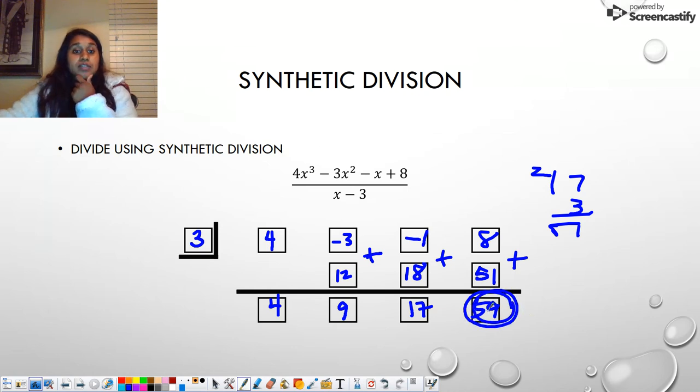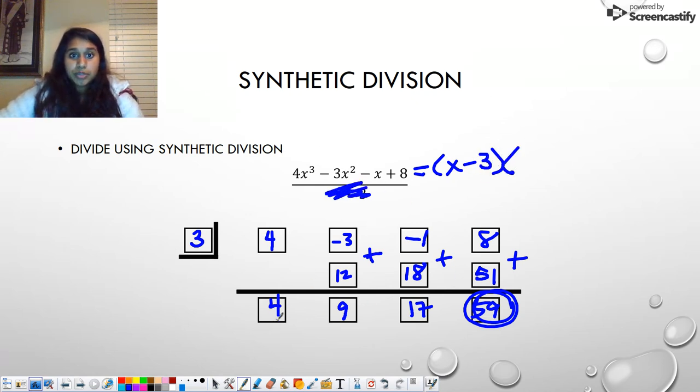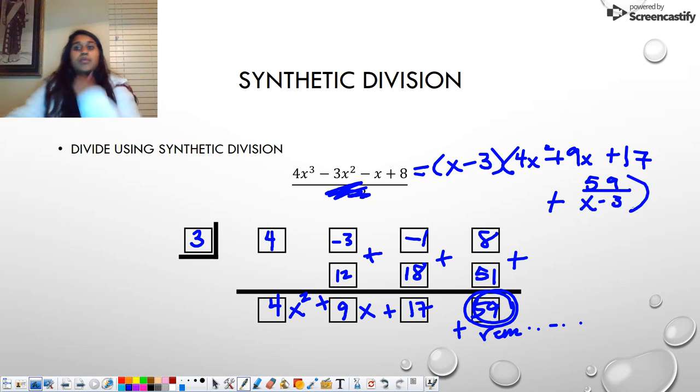So what does this tell me? It tells me I do have a remainder. So how are we going to write this example down? This tells me that this is going to equal x minus 3, right? That's that on bottom, times this polynomial right here. So I started with x cubed, so this is going to become x squared, x, and nothing, and a remainder. So this becomes 4x squared plus 9x plus 17 plus my remainder of 59 divided by my divisor, which was x minus 3. That would be my end answer.